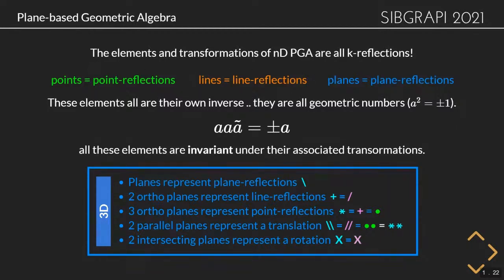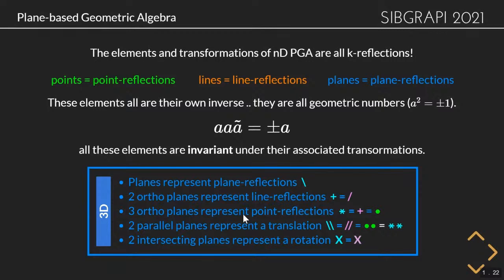This is a beautiful unification. It means that if you have a line and you sandwich with a line, you do a line reflection. If you have a point, you sandwich with a point, you do a point reflection. Similarly for a plane. So all of these elements are also trivially their own inverse. They're all reflections. If you repeat a line reflection twice, you get back to the same point. If you do a point reflection twice, you get back to the same point. And similarly for a plane reflection. So they are all involutory and they are all clearly of this geometric number type. We also say they are all invariant under their associated transformations. So that's also really important.